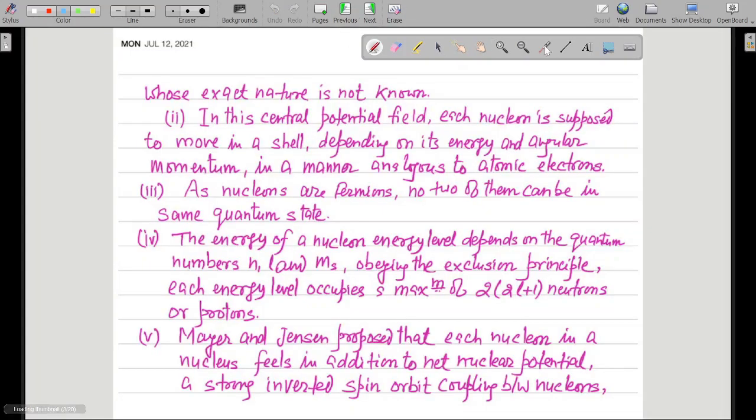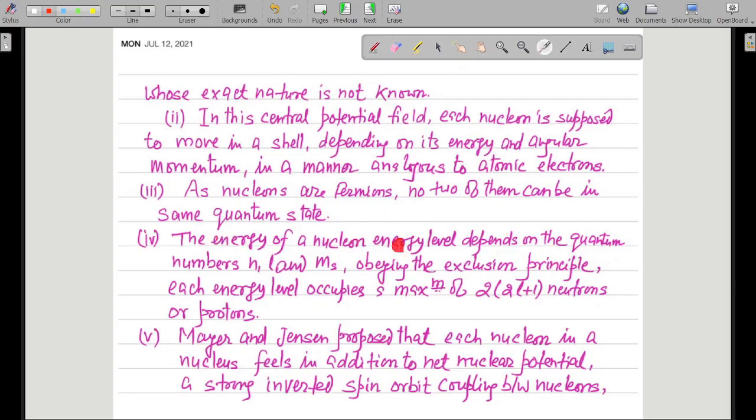Even if you don't understand what Pauli's exclusion principle is, that is not the matter. I just made you revise all the concepts. So as nucleons are fermions, no two of them can be in the same quantum state, because of the rule which fermions follow. Which rule do fermions follow? Fermions follow Pauli's exclusion principle. So as fermions follow Pauli's exclusion principle, no two nucleons, that is protons or neutrons, can be in the same quantum state. That is the meaning.